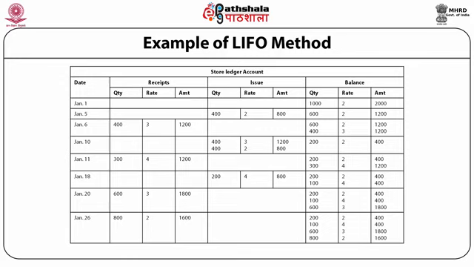The preference was given to the units which were received last, that is 400 units at the rate of 3. It means in LIFO method, the units which are received last are issued first. Which comes last goes first. In a similar manner, when on 18th January we have to make an issue of 200 units, the preference was given to 300 units at the rate of 4.